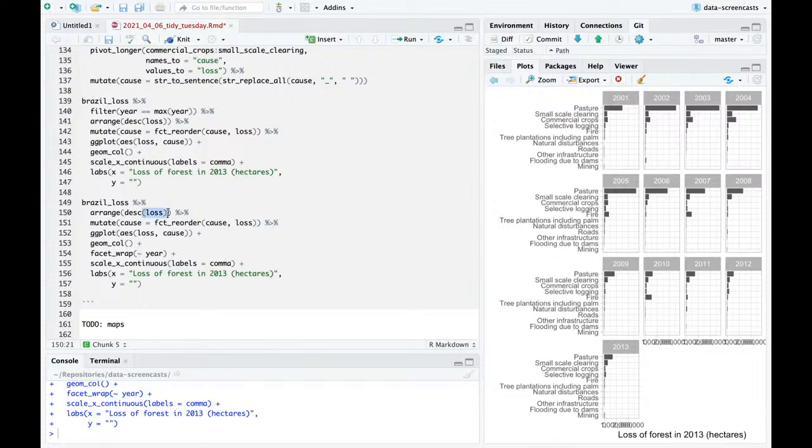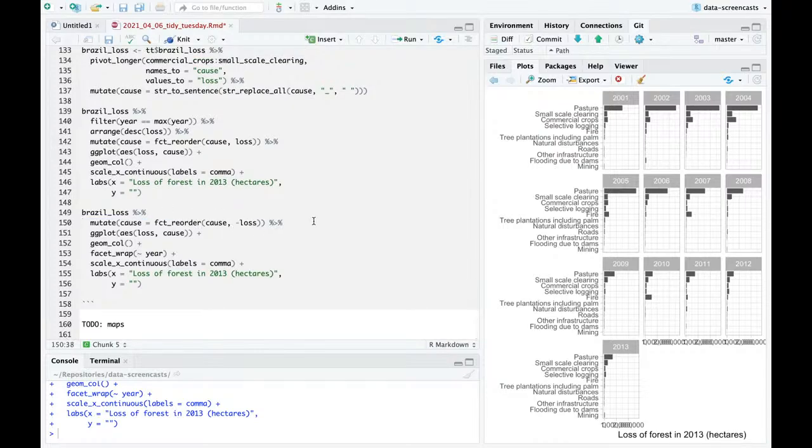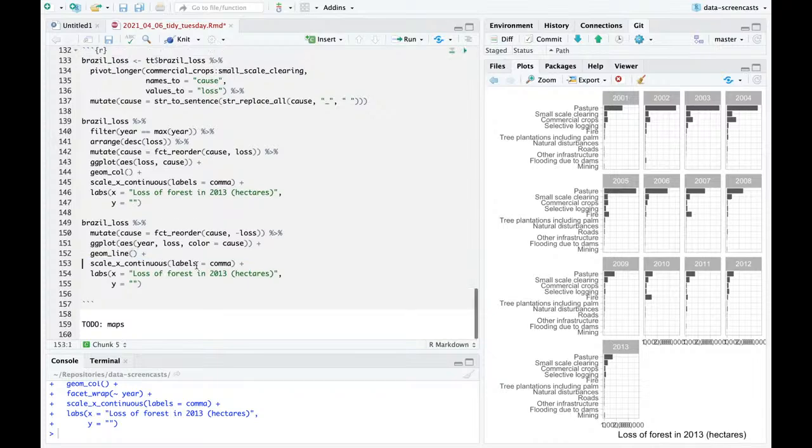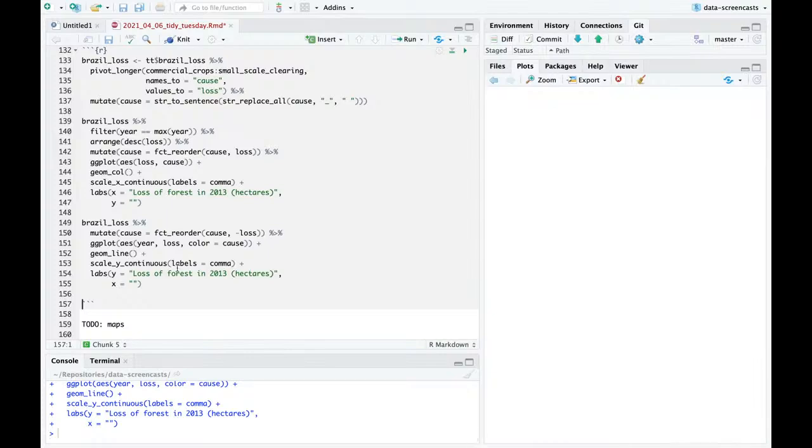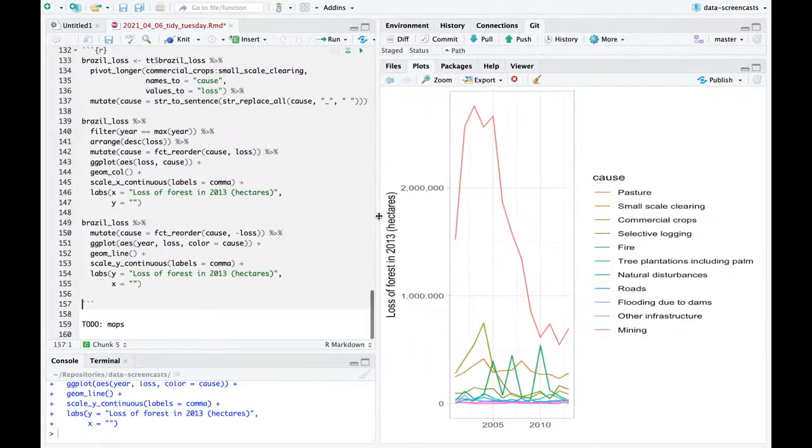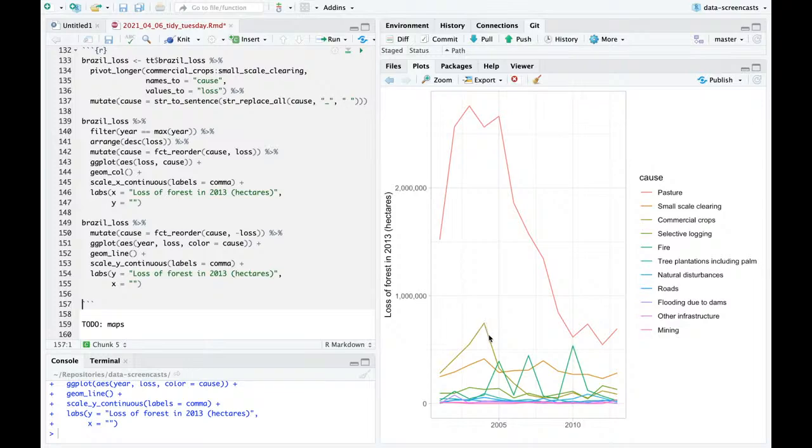I keep the reorder, but I reverse it, and then I say year, loss, color equals cause, geom line, and drop the facet. This goes on the Y, this goes on the X, flip it all around, and this is at least one way to visualize it. We say, yep, pasture is on top basically always, and then commercial crops had one spike, and one thing we can learn from this is there have been 3 major fires that caused large loss.